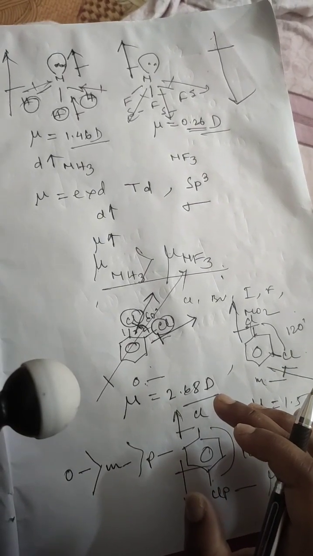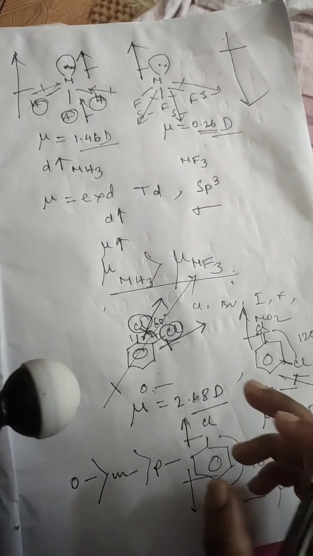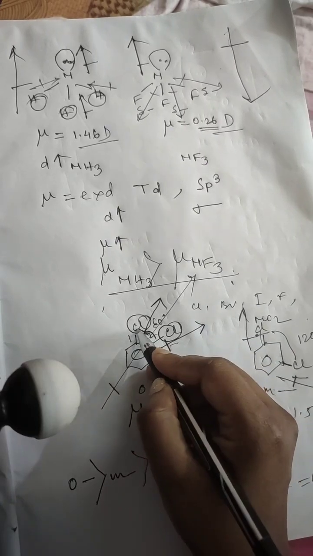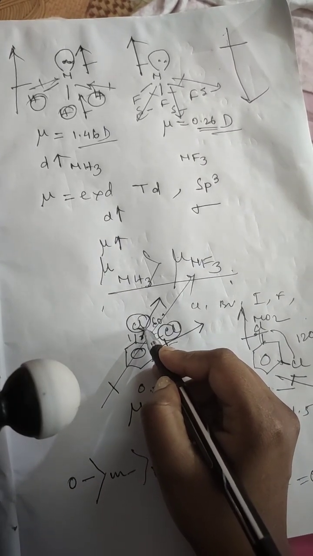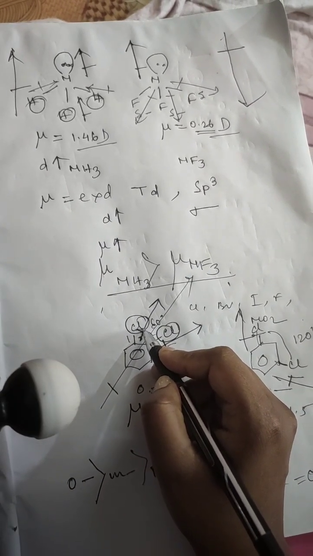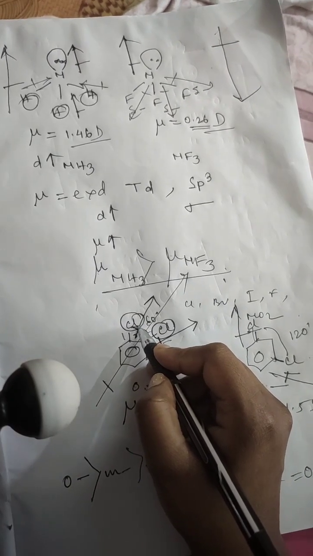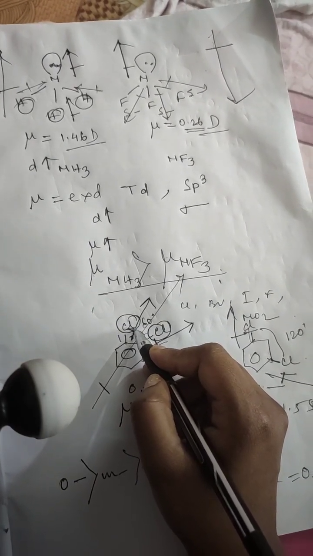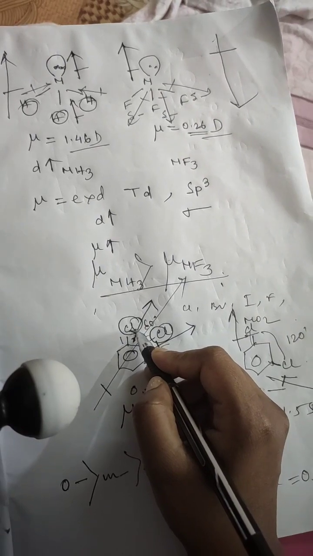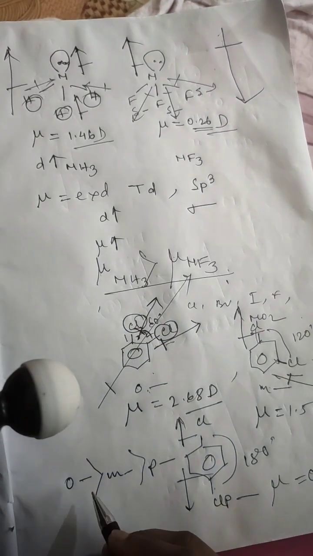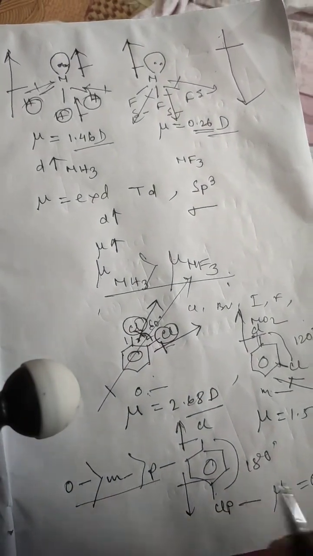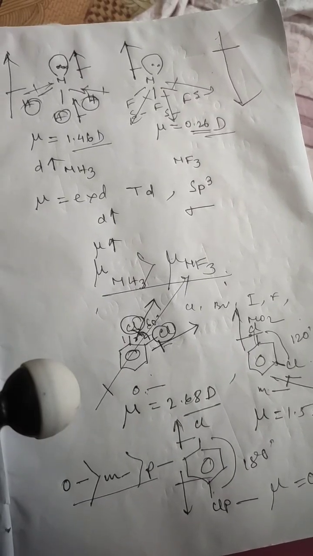Similarly, in place of chlorine, we can also put NO2 or OH group or bromine, iodine, fluorine, any kind of electronegative group. Okay, so the rule is that the mu value of the ortho compound is greater than meta, then para.